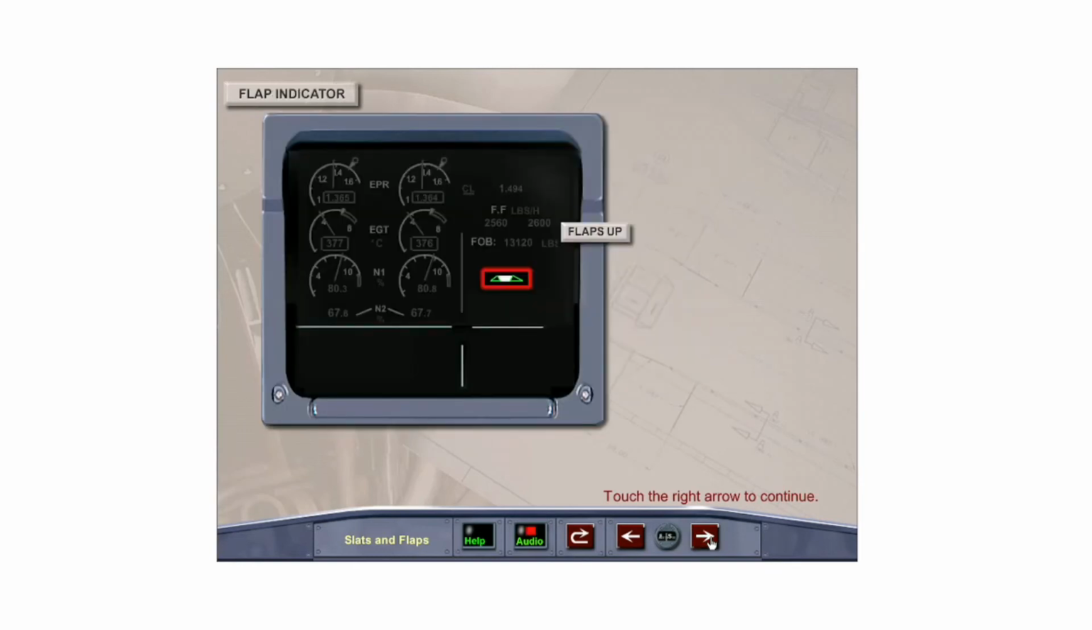The flap indicator on the upper ECAM uses the shape of the wing to display slat flap configuration. A gray symbol represents the fixed wing center section, and the slats and flaps are represented by green triangles on either end of the wing.